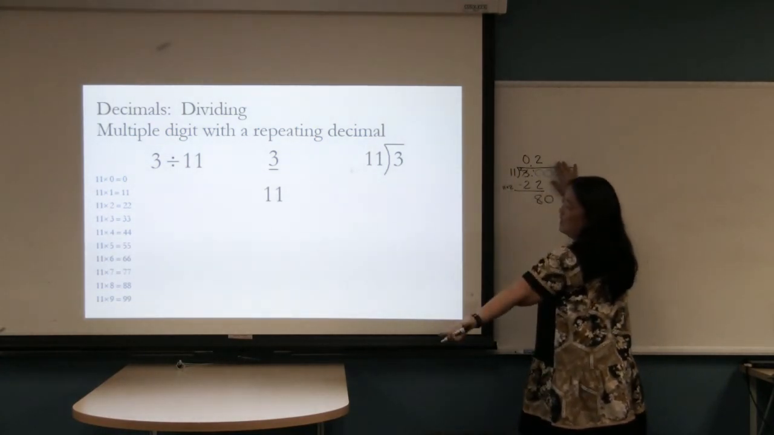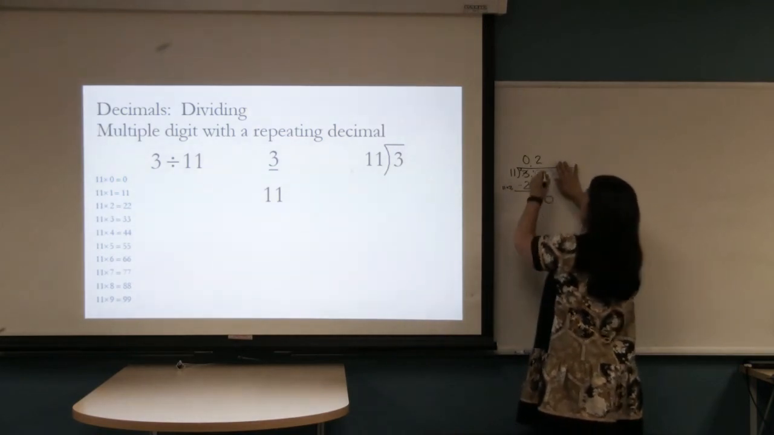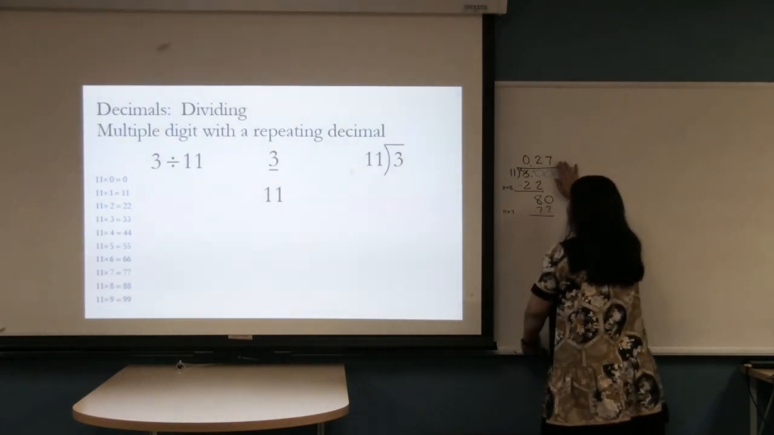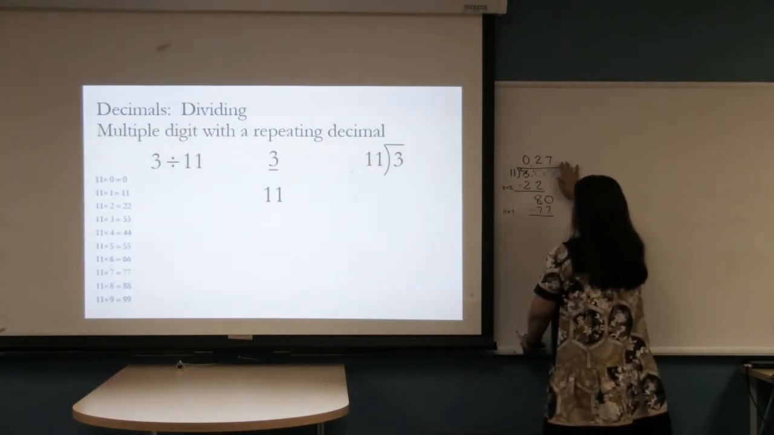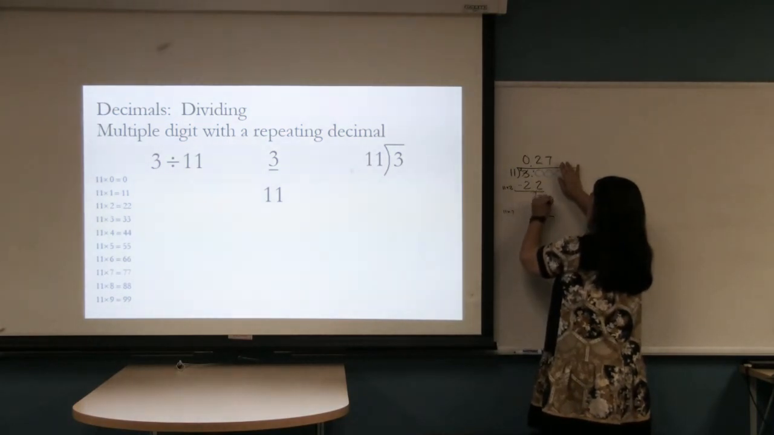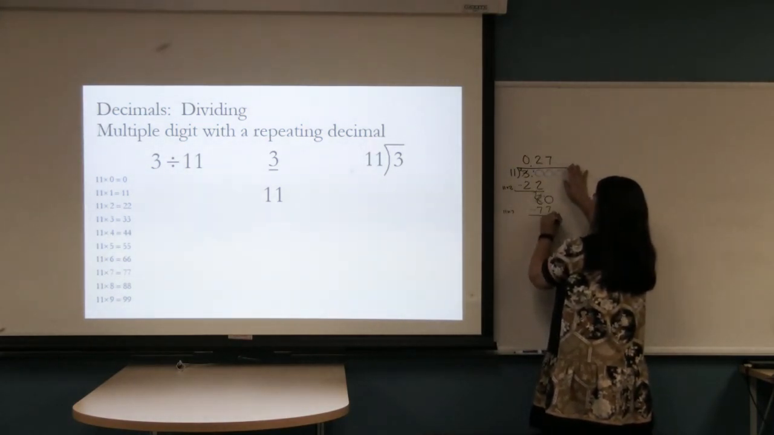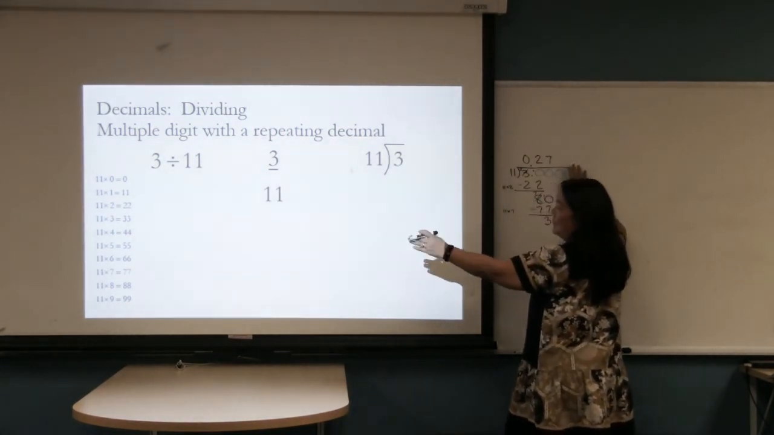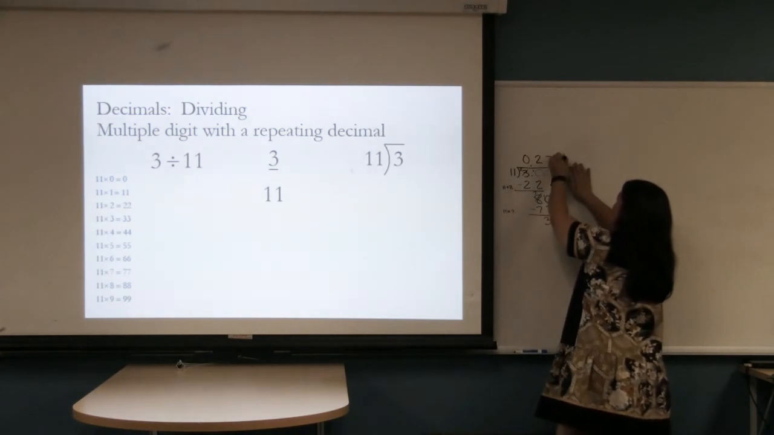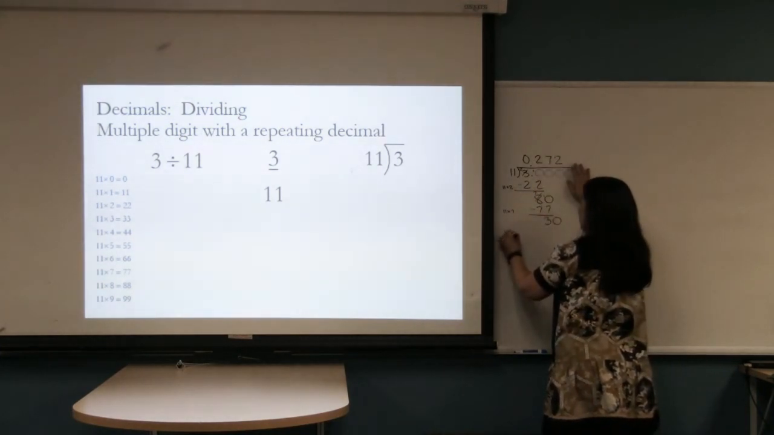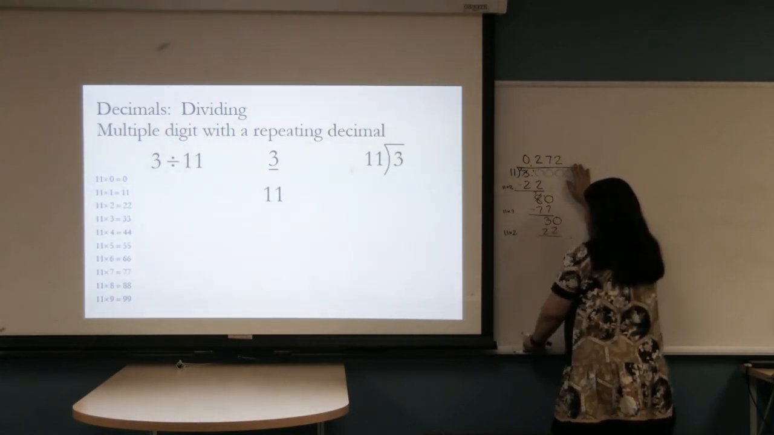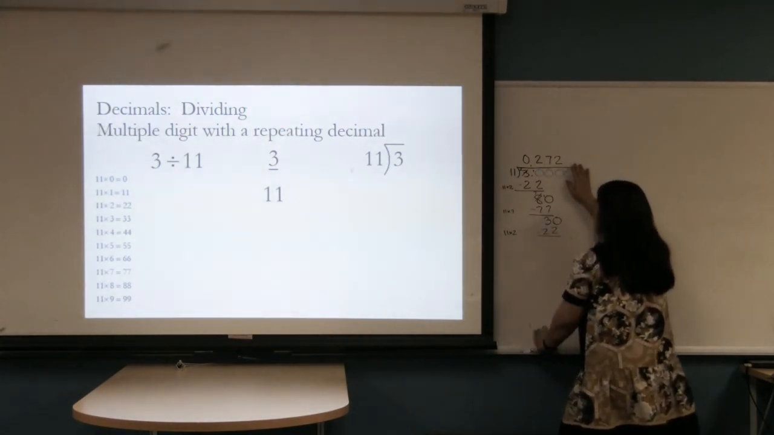Bring down the 0. 11 into 80, close as we can without going over, is 7. And 11 times 7 is 77. And we subtract, which gives us some borrowing and 3. Bring down the 0. 11 into 30, you might feel like we've just done this, because we've just done this. It goes in there twice, and 11 times 2 is 22. And we can subtract and borrow.